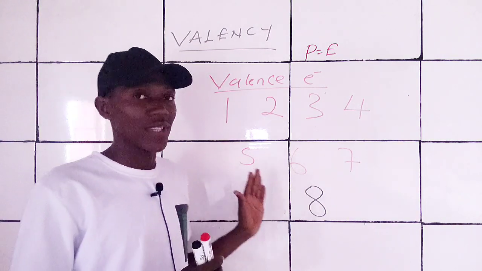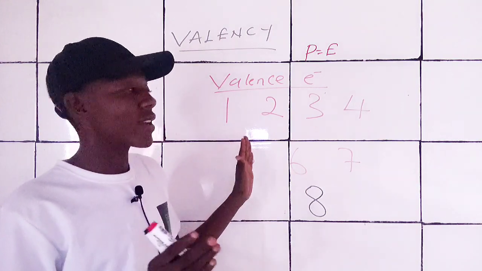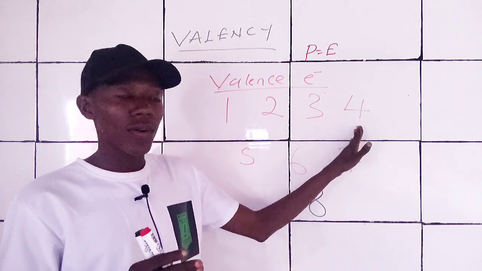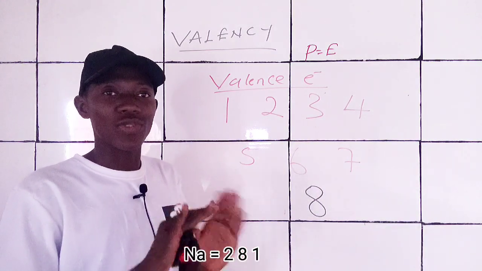So I have 3 classifications here. I've divided them into 3 groups. I have valence electron 1, 2, 3, 4. Valence electron 1, as in the case of sodium, sodium is number 11, so it is 2, 8, 1.